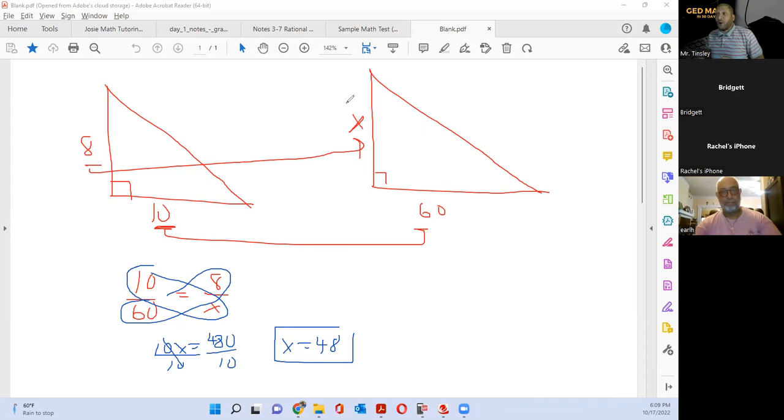Now, what they can also do is, if that's a right triangle, they might say these sides are similar. They might ask you for the missing side. They might ask you for the area. They might ask you for the perimeter. But if they tell you they're similar, you use a proportion to find that unknown value. Got me? Gotcha.